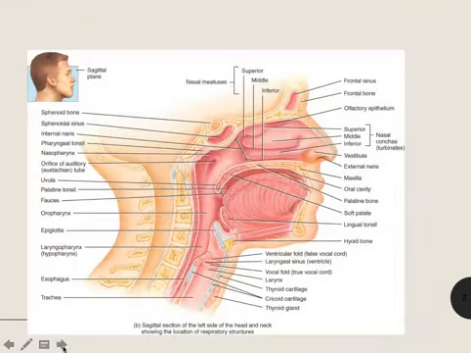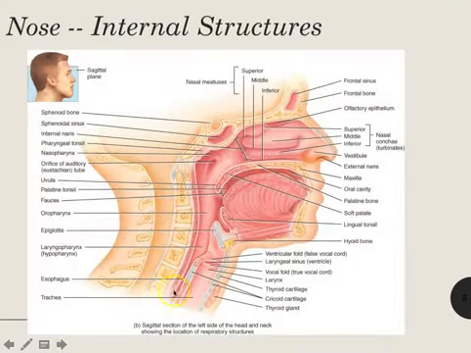All right. Again, some of the internal structures. We have the actual turbinates or the nasal concha. So we saw those in 201. Those were those bony projections. They're covered by that mucous membrane. And then there are passageways in between them. And those passageways are the nasal meatuses.